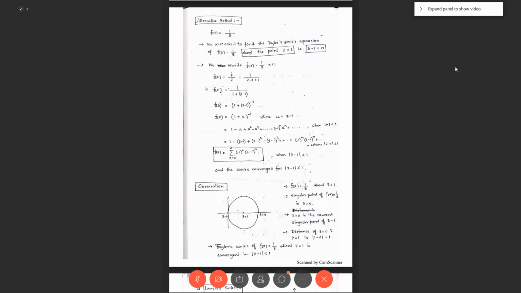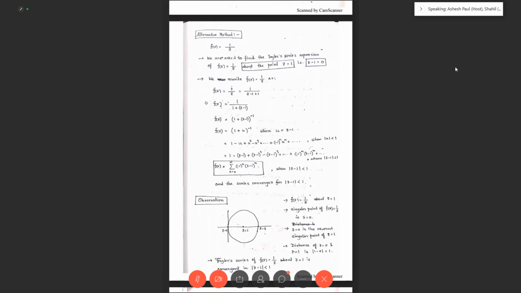So here is an observation. The idea of region of convergence will be much clearer. See, f(z) = 1/z, and we have to find the Taylor series about z = 1. Now tell me, what is the singular point of f(z)?